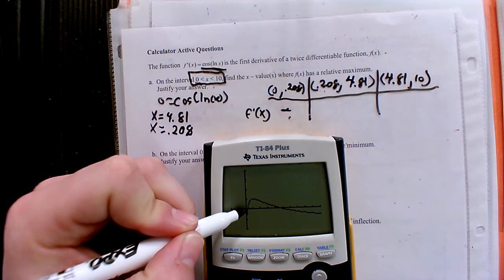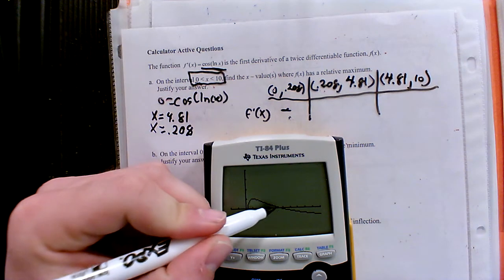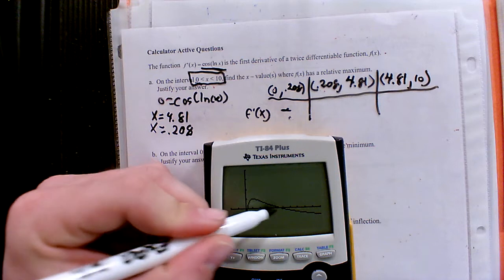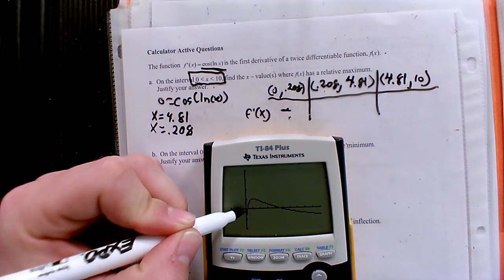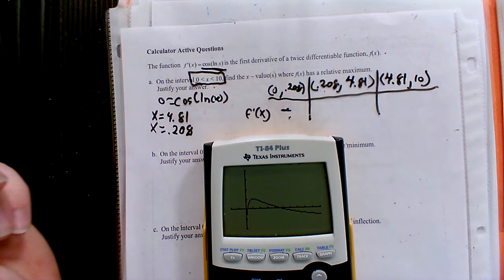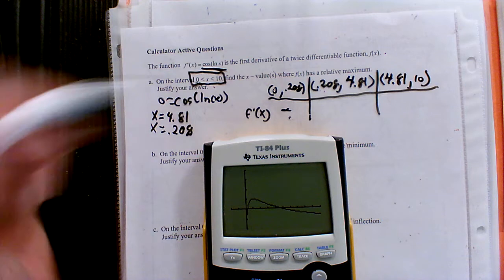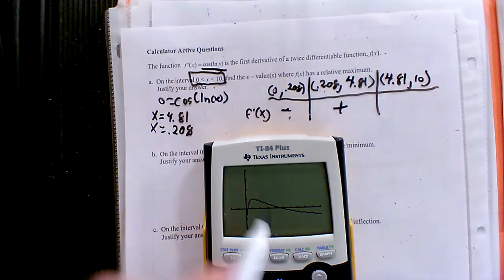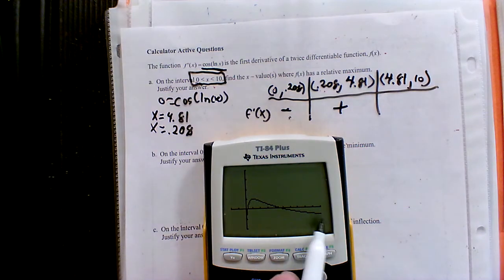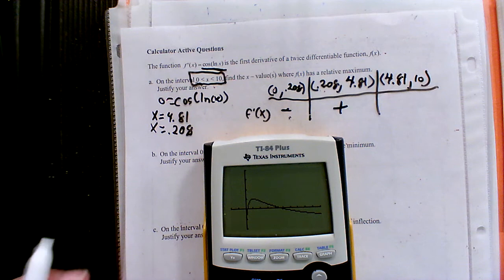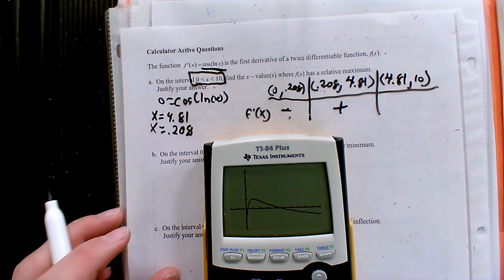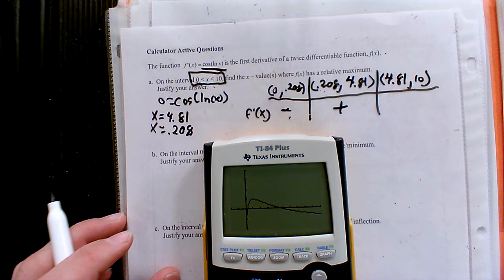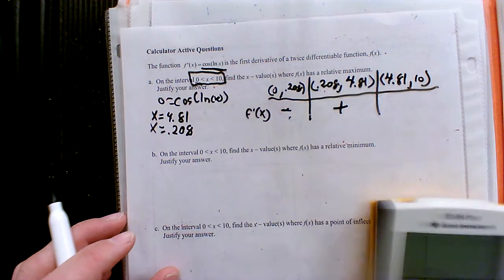Then look from 0.208 until you get to 4.81. So all the values in between here, are you positive or negative? Positive. And lastly, from 4.81 until you get to 10, you're what? Positive or negative? Negative, thanks.